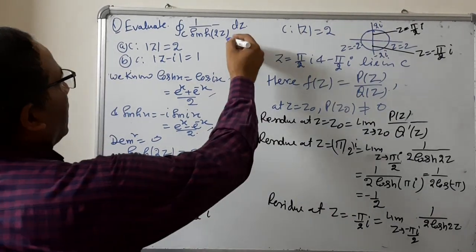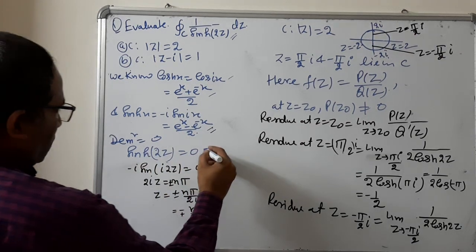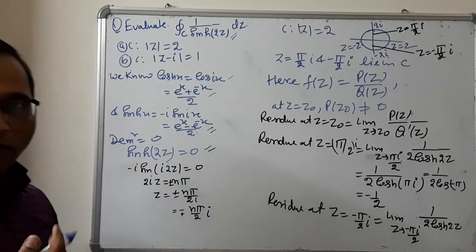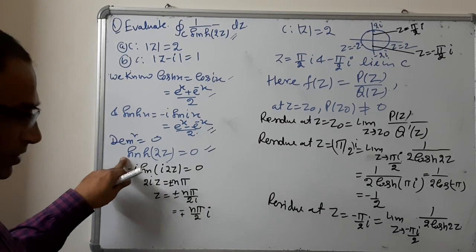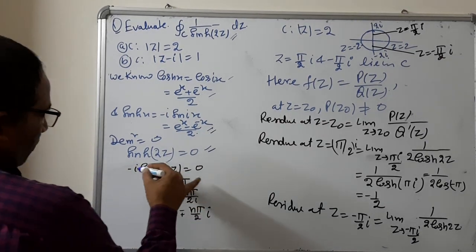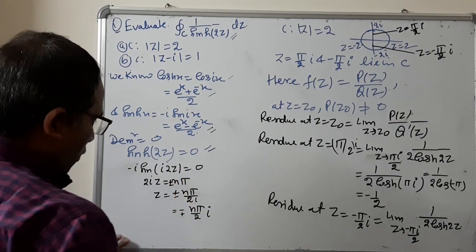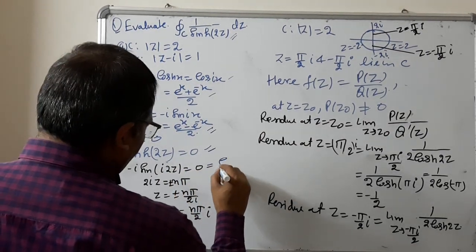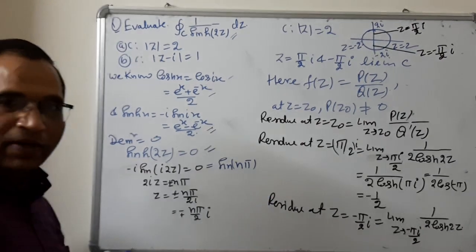If we put the denominator equal to 0, the denominator is sinh 2z. So we put sinh 2z equal to 0 and find the value of z. First we convert this hyperbolic function into a simple sine function. So we write this as minus i sin(2iz) equal to 0, and this we can always write as sin of n pi, because the value of sin n pi is 0.